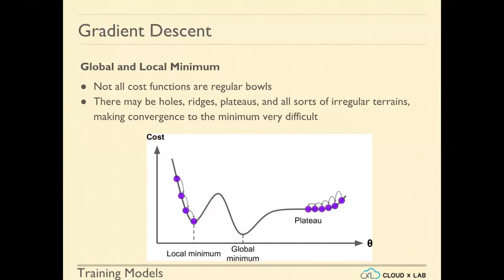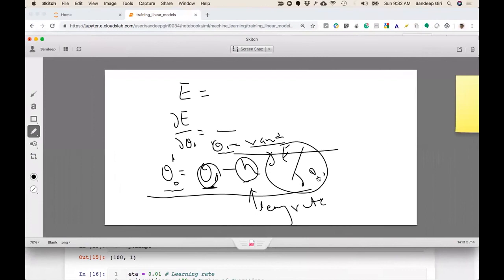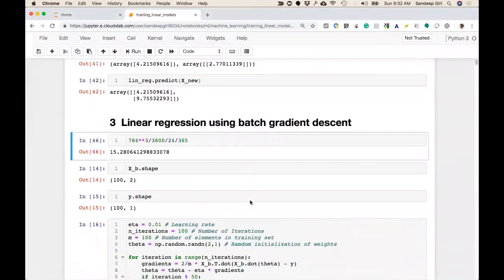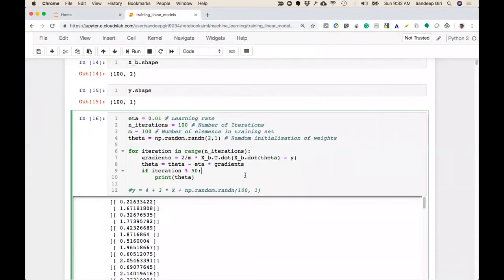A question from Deepak is that he is not clear about the relationship between slope change and learning rate and steps mathematically. All right, let me try again. Can I do? Yes, this is good.